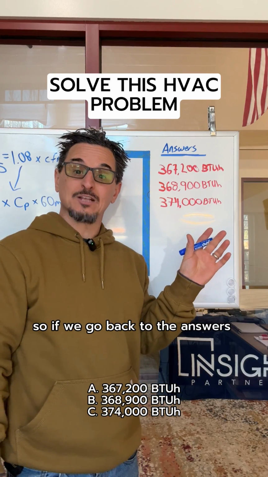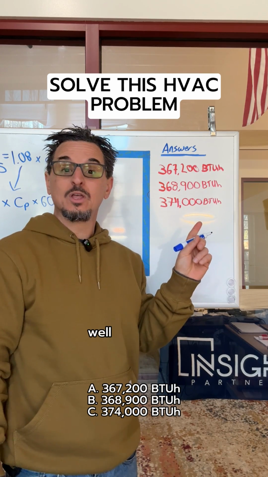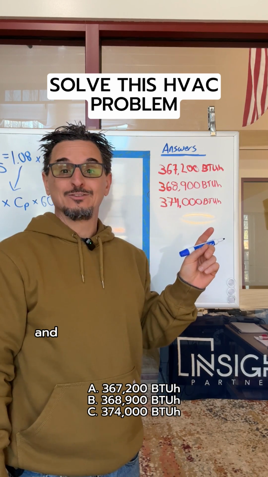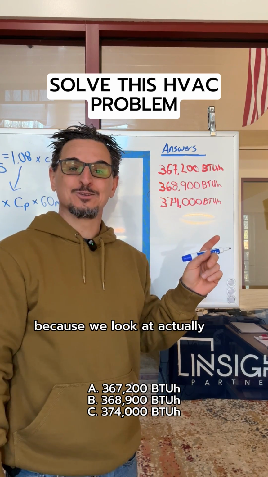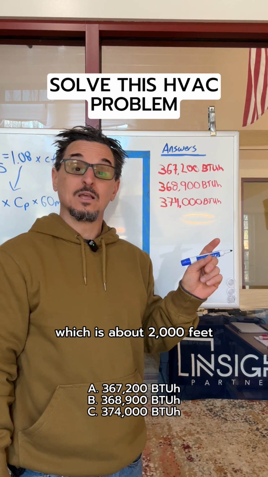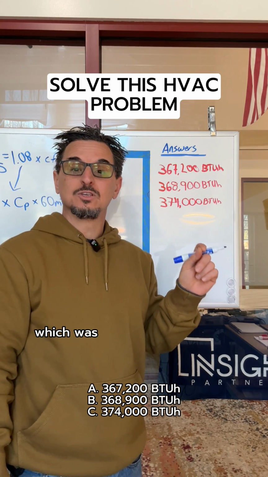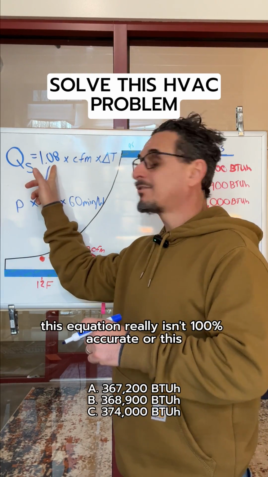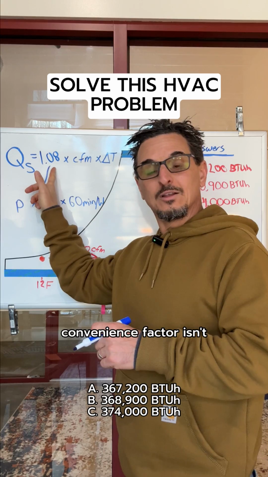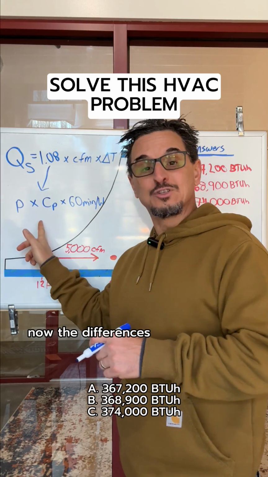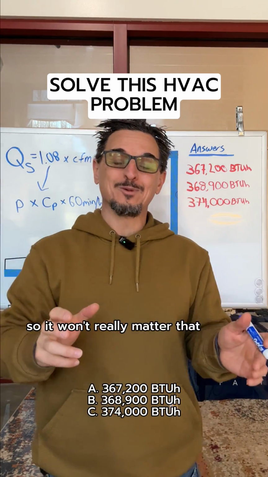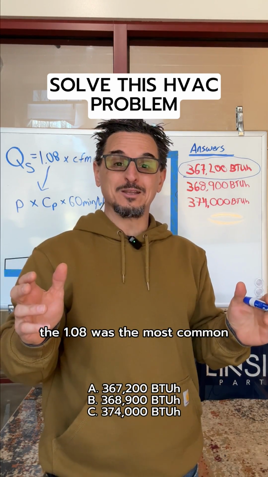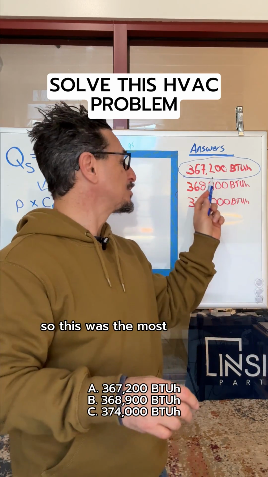So if we go back to the answers we got yesterday, which one is correct? Well, technically they all are, depending on what convenience factor you used. And technically they're all wrong, because if we look at our elevation here, which is about 2,000 feet, and the temperature of air, which was 12 degrees yesterday, this equation really isn't 100% accurate, or this convenience factor isn't applicable to this area. Now, the differences are very small, so it won't really matter that much, as we stated. So any of these answers are acceptable. The 1.08 was the most common convenience factor used, so this was the most common answer.